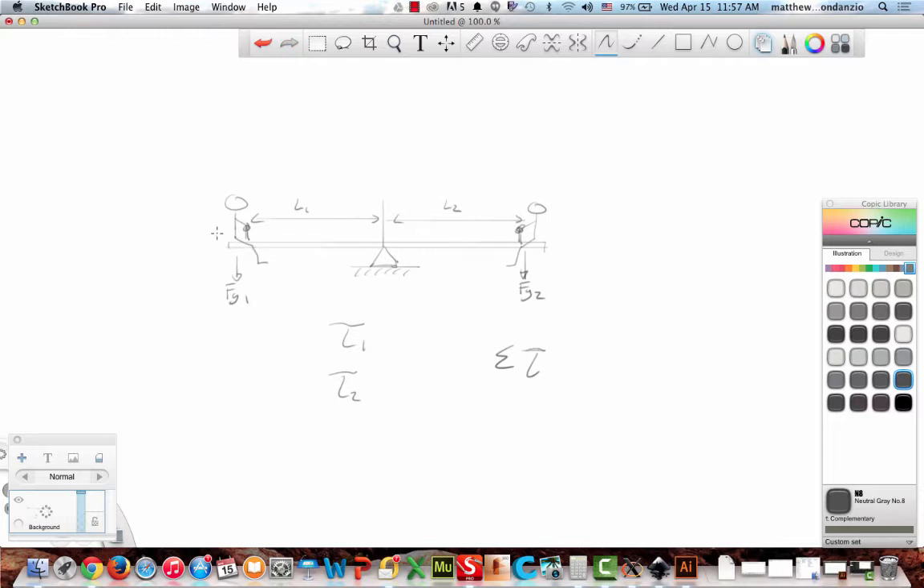I'm going to call this point A, point B, and point C. So the torques around A are going to equal my torque 1 plus my torque 2. If I go back and I have the one beam, and I have a force on it, what's it going to want to do? It's going to want to twist around that point, right? Everyone with me? Yes.